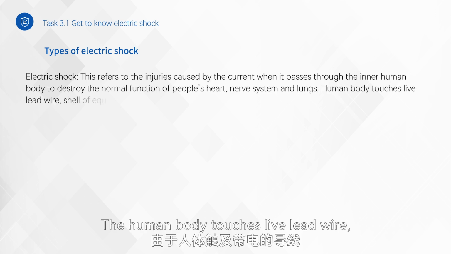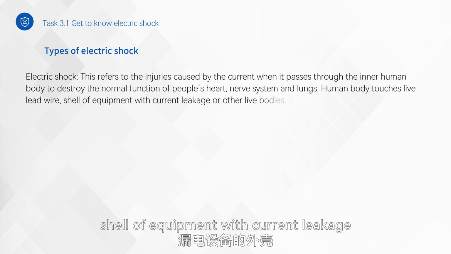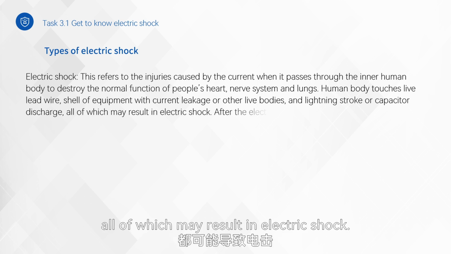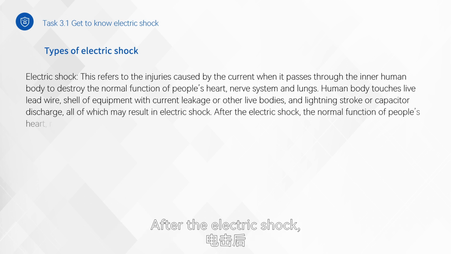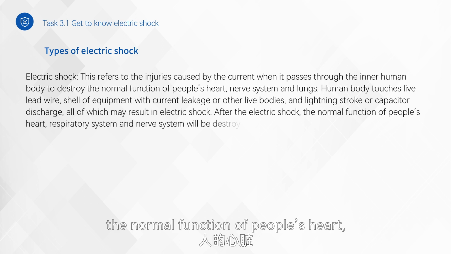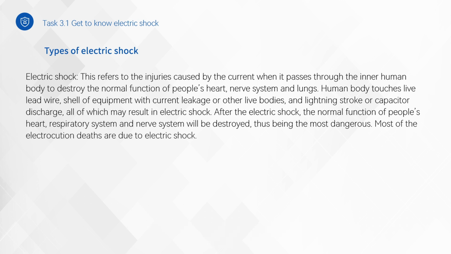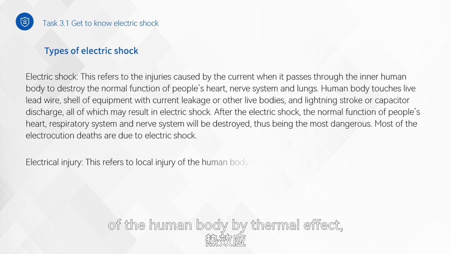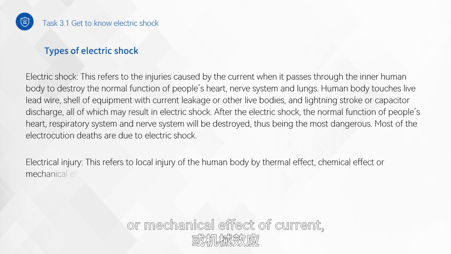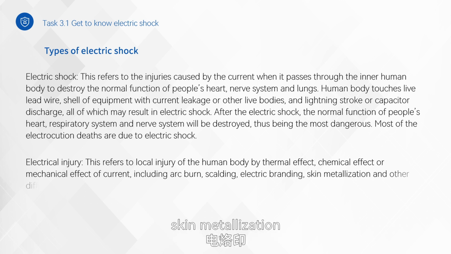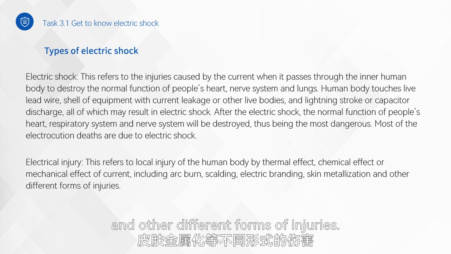The human body touches live lead wire, shell of equipment with current leakage or other live bodies, and lightning stroke or capacitor discharge, all of which may result in electric shock. After the electric shock, the normal function of people's heart, respiratory system and nerve system will be destroyed, thus being the most dangerous. Most of the electrocution deaths are due to electric shock. Electrical injury refers to a local injury of the human body by thermal effect, chemical effect or mechanical effect of current, including arc burn, scalding, electric branding, skin metallization and other different forms of injuries.